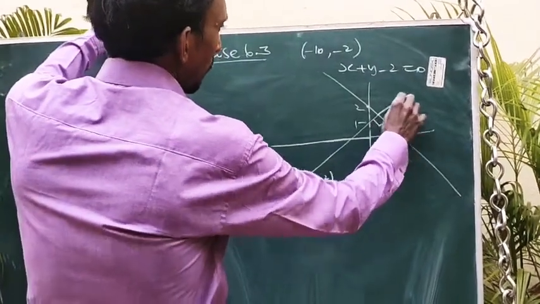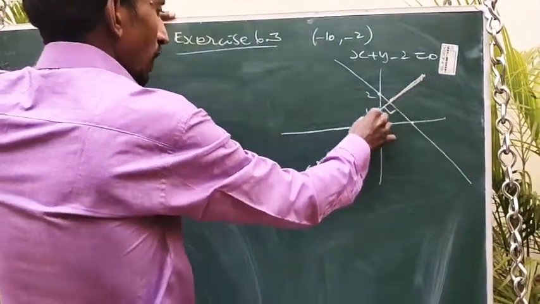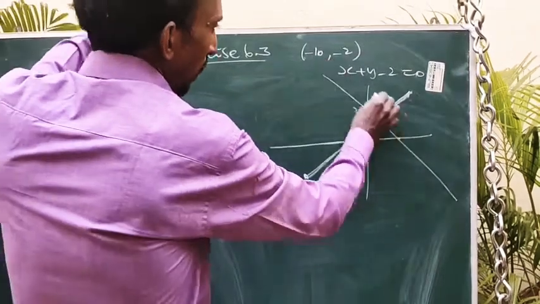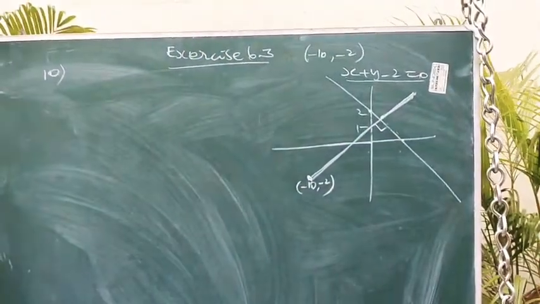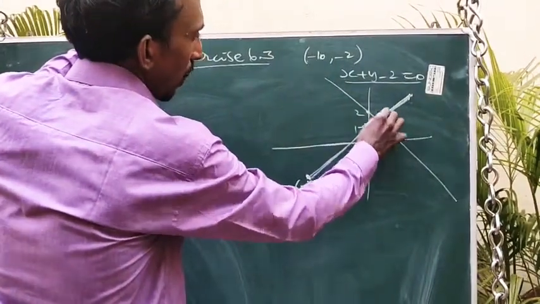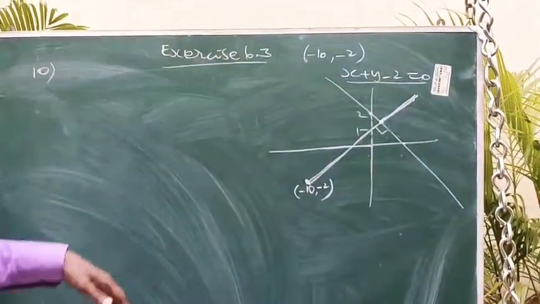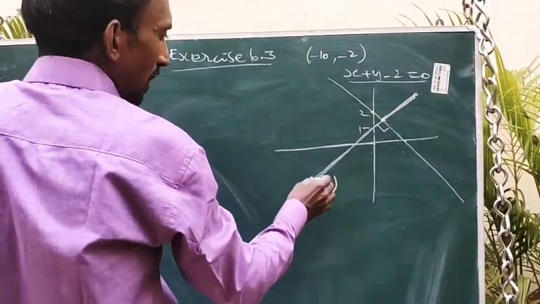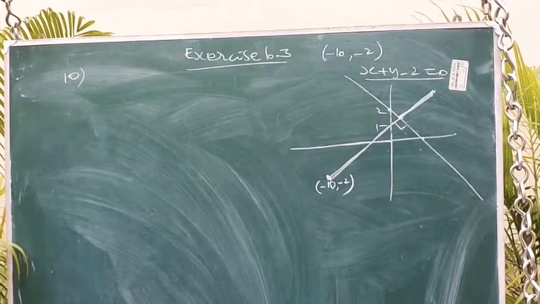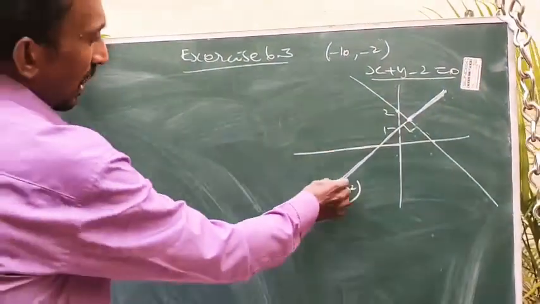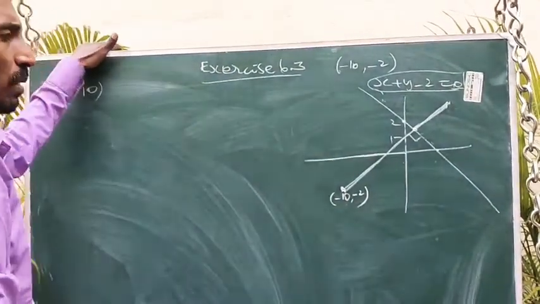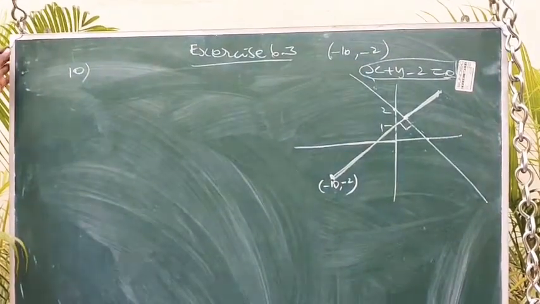So the line passing through the point minus 10 comma minus 2 is perpendicular to the given straight line x plus y minus 2 equal to 0. Our aim is to find this foot of the perpendicular, and the distance from this point to that straight line. For the perpendicular distance, we can just apply the formula. If you consider this one as ax plus by plus c equal to 0 and the point as x1 comma y1, then we can find the perpendicular distance directly.